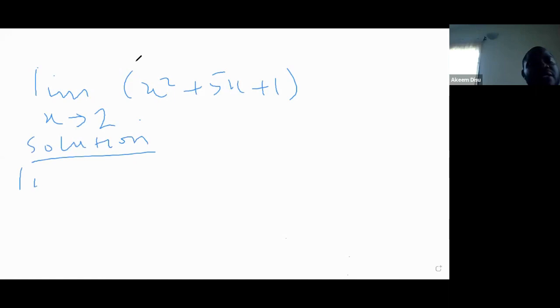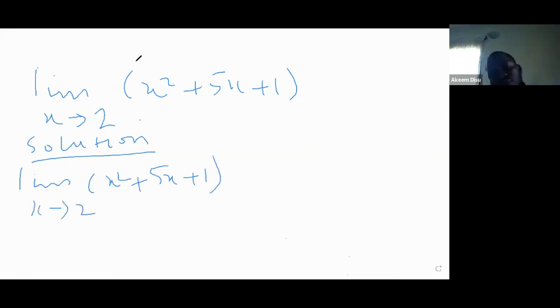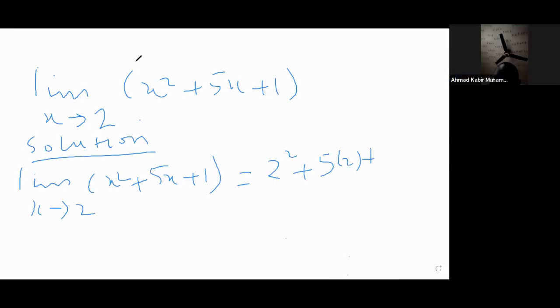Limit of x squared plus 5x plus 1 as x tends to 2. We solve directly. Any place that we see x, we put the value of 2. We have 2 squared plus 5 bracket 2 plus 1. This is 1 because the limit of a constant gives that constant back.